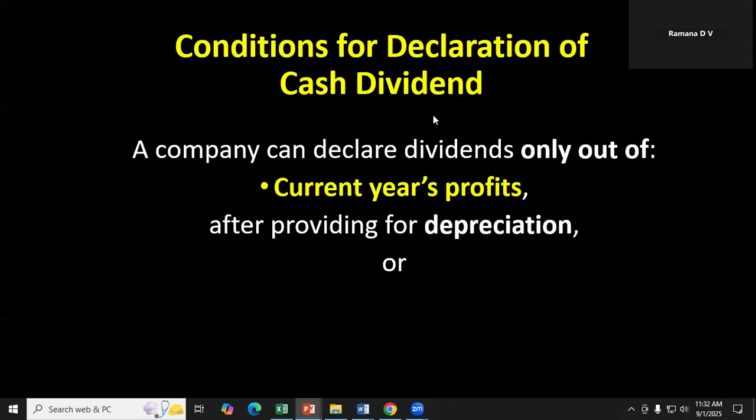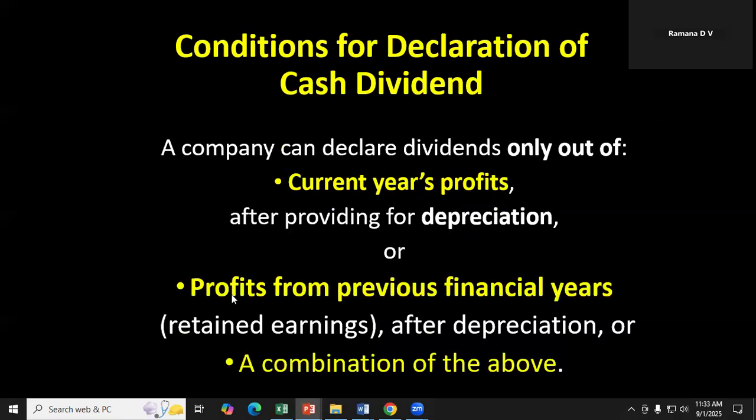So, conditions for declaration of the cash dividend. A company can declare dividends only out of the current profits after providing for the depreciation. This is the first condition. Or it can also give dividends from the profits of the previous years, which are called retained earnings, after depreciation, or a combination of both. So a company can give dividend from the current profits or from the previous years' profit. But definitely it has been mentioned that the profit should be after the depreciation and, of course, the tax.